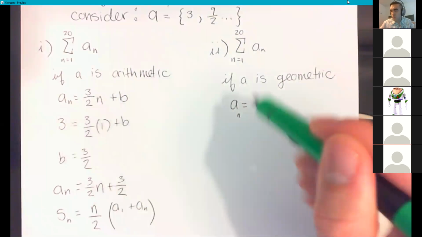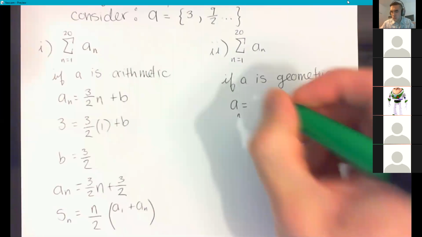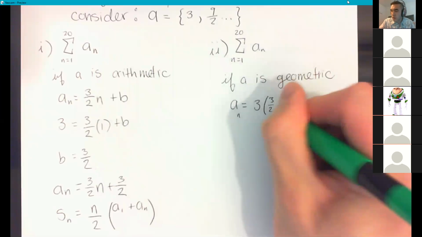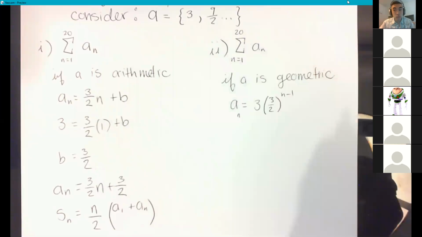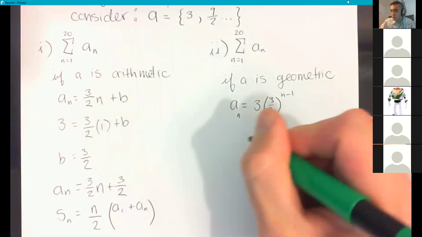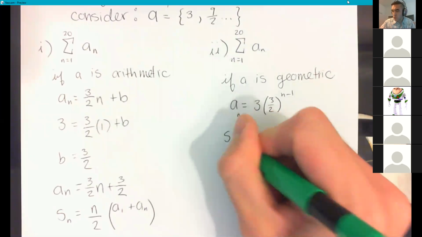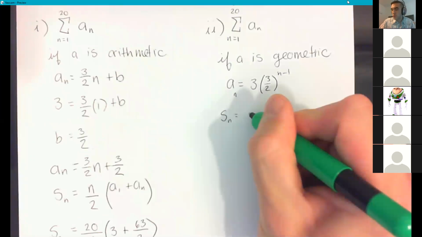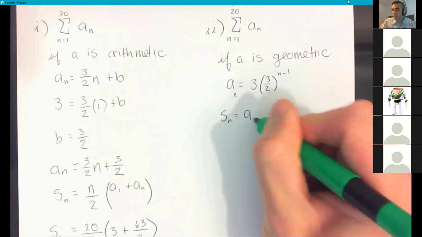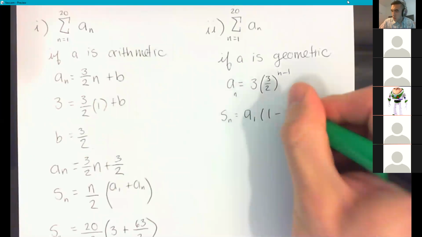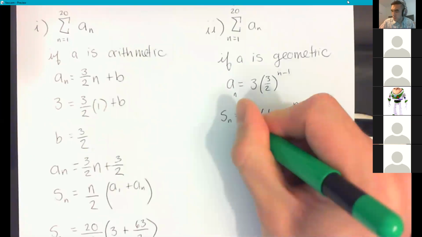Here on the right, a sub n is just going to be equal to our first number multiplied by the common ratio, 3 over 2, to the n minus 1. That's it. That's the whole sequence generator. That's all we need to know. And then if I want the sum, S sub n is going to be equal to what for our geometric series? It's that first term multiplied by 1 minus r to the n, all divided by 1 minus r.